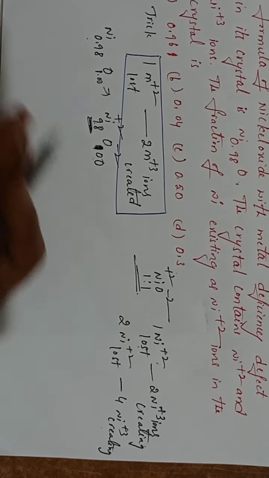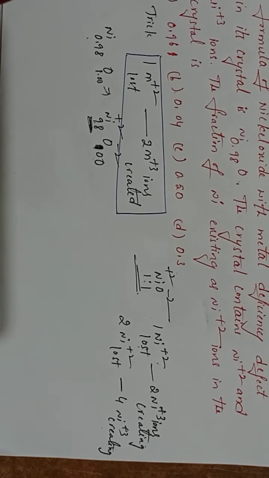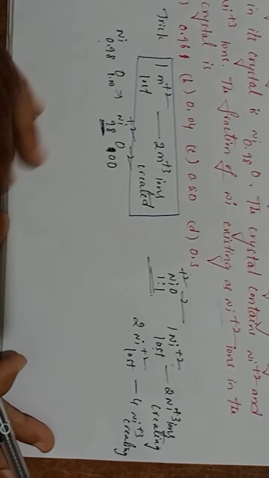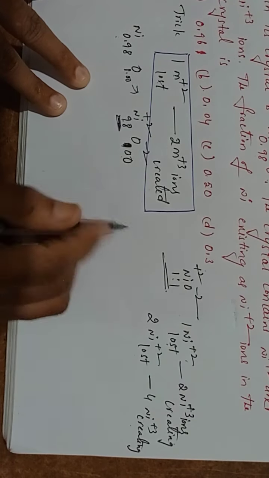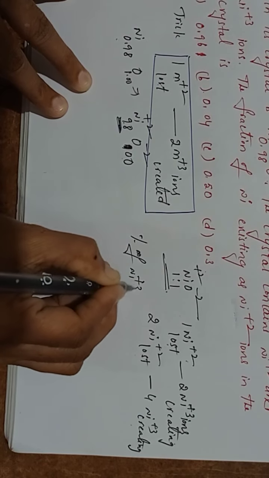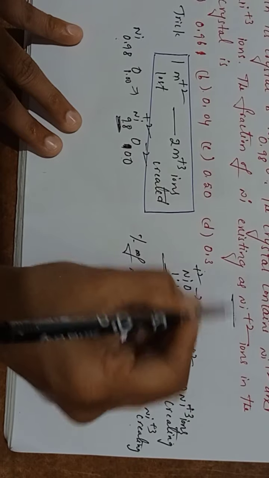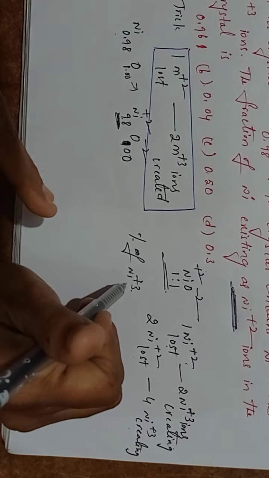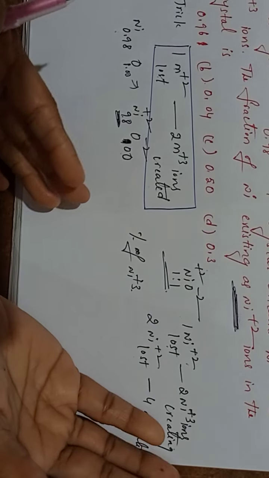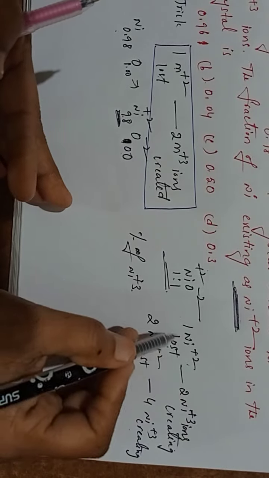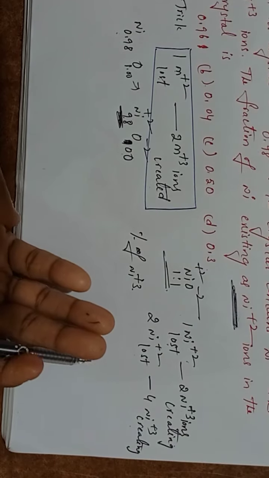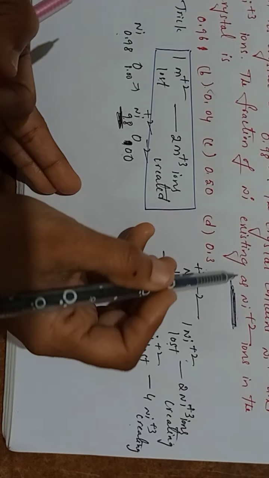Okay now, first you calculate, students, the percentage of Ni+3. So 2 Ni+2 lost means 4 Ni+3 creating. Because in the question Ni+2 is asked, first you have to find how much percentage of Ni+3 created in the crystal. Then that value you have to subtract from the Ni+2 ions present in the crystal. How many? 98, there. You have to subtract, then you will get the fraction of Ni+2, students.